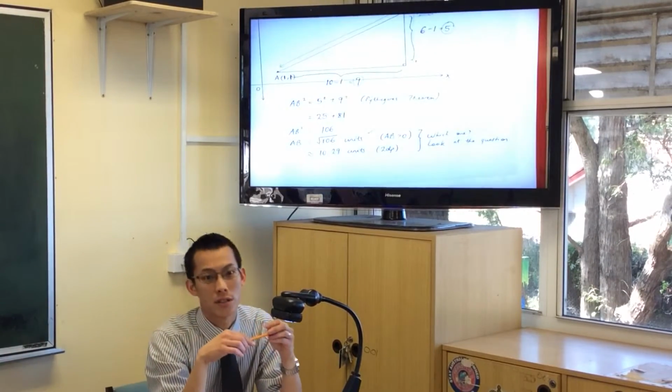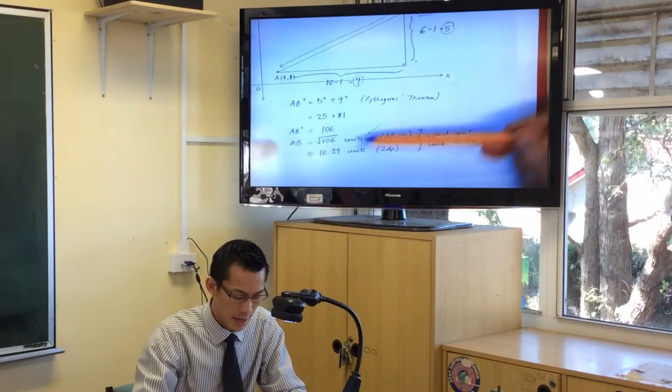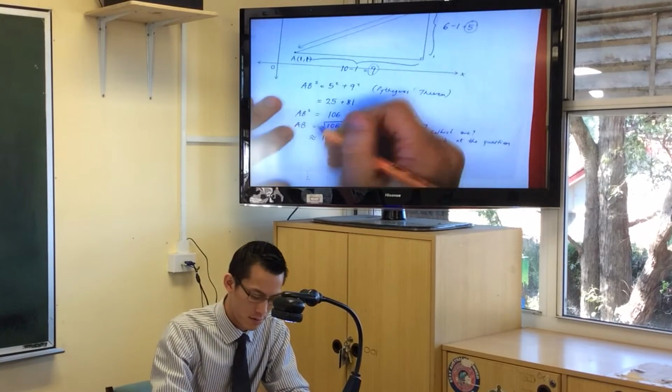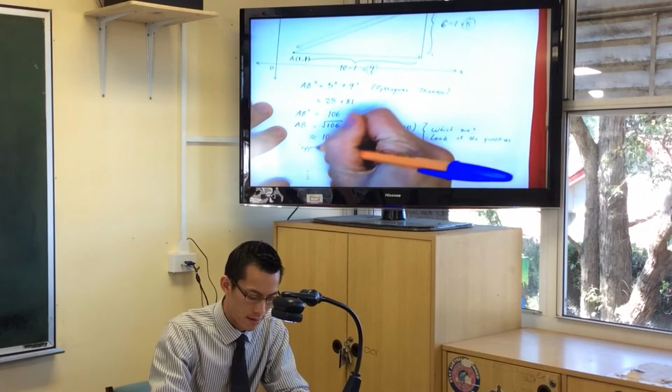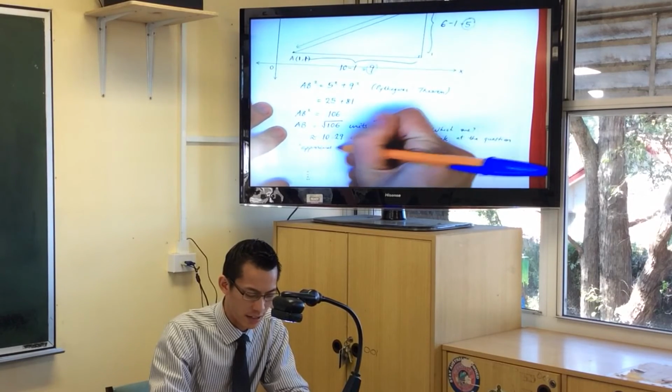What are those squiggly lines underneath? That means approximately equals. Approximately, because it's not exactly, but it's pretty close.